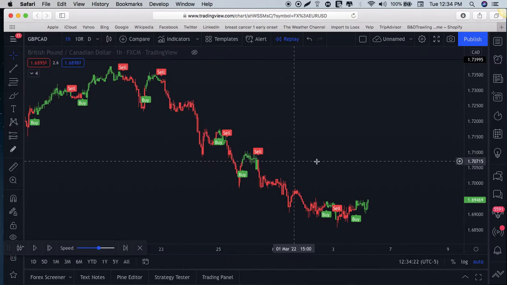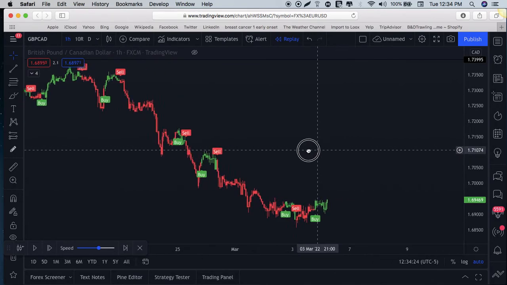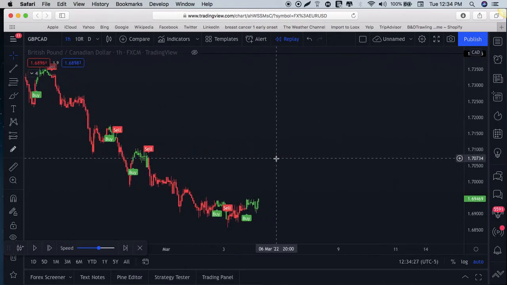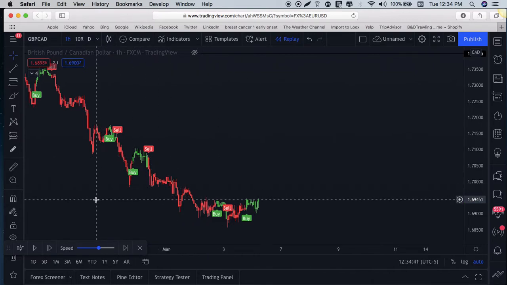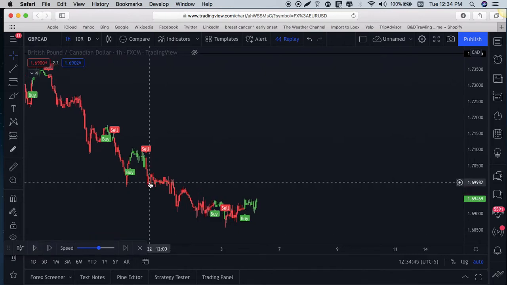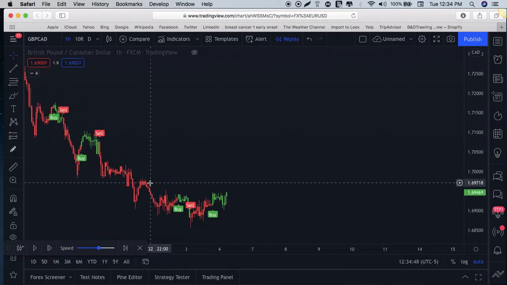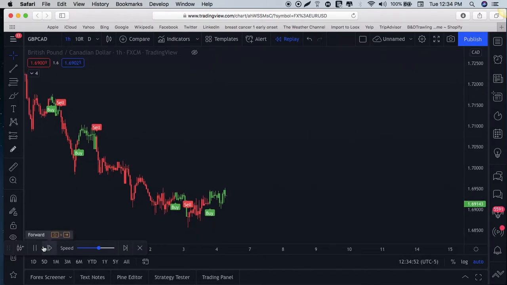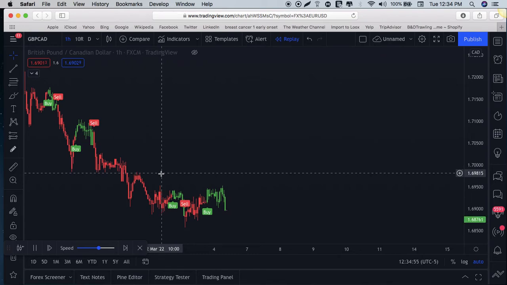All right, so let me just show you the last two trades that I was able to take on GBP CAD. That made me about $125 over the past 3 days or so. All right, so I'm going to play my instant replay so that you can actually see what the alerts look like and how I take my trades. All right, so I just hit play, so you should be able to see all of this moving now.